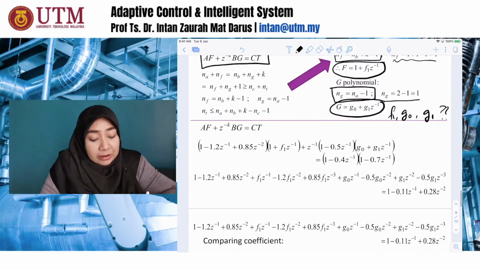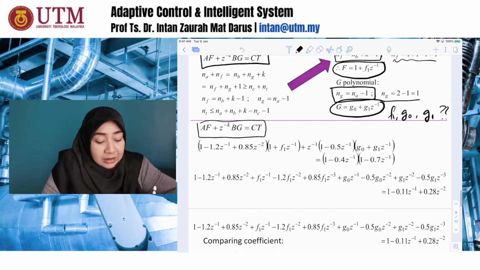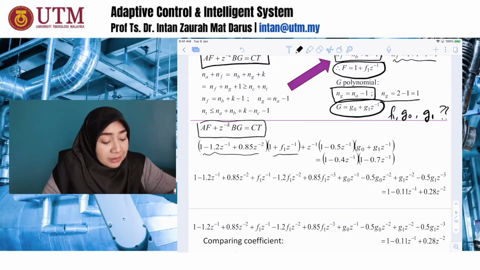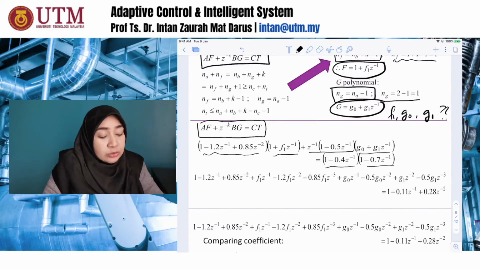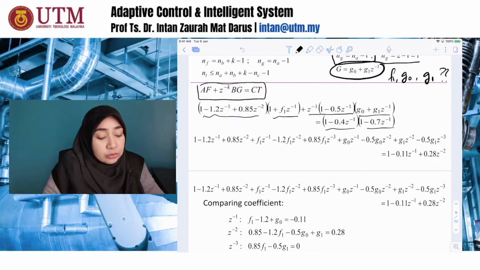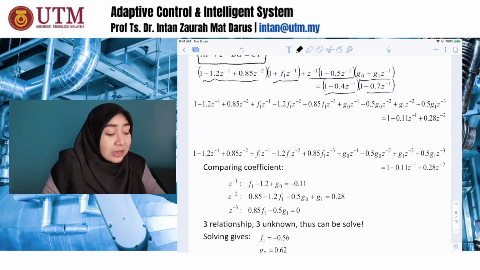Looking again at our characteristic equation, we substitute all the polynomials into it. So I have A multiplied by F plus z^-k multiplied by B multiplied by G, which is equivalent to C multiplied by T. We need to expand this equation, and then compare the coefficients from the left hand side to the right hand side, similar to before. This is how I expanded the equation.